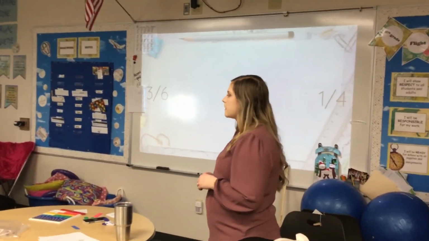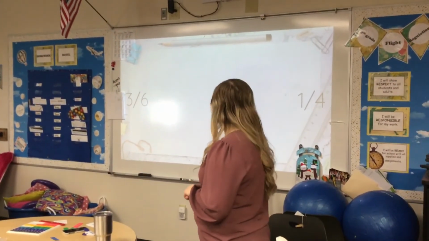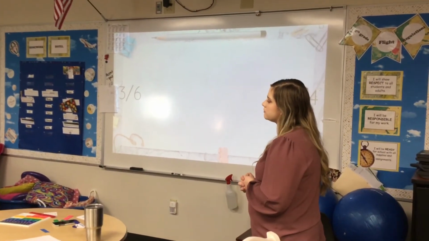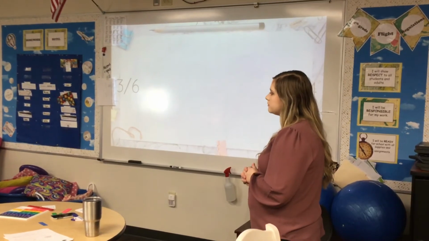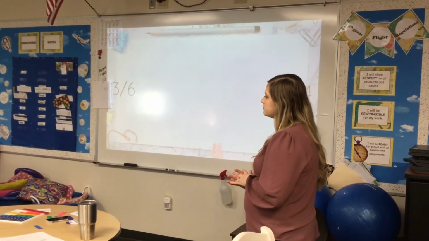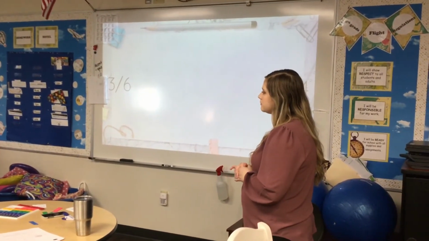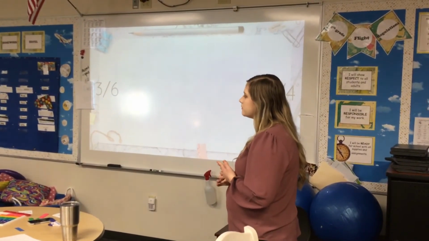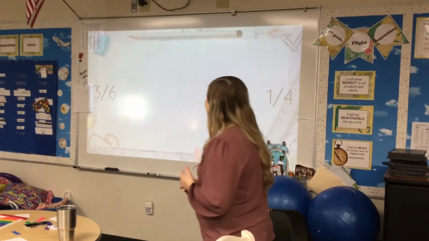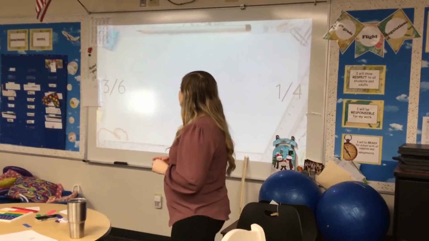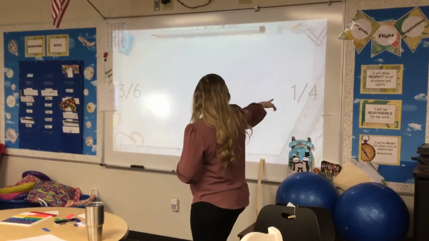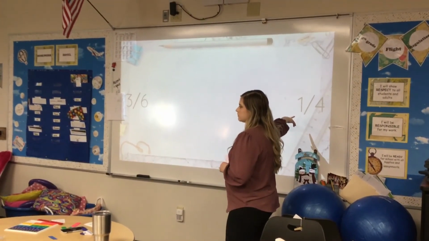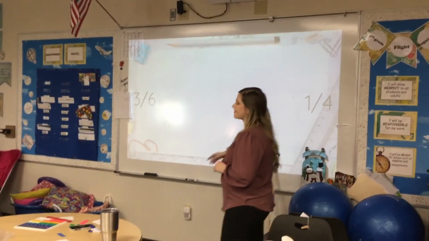What are we thinking? What do you think, Sophia? I think she's correct because 3/6 is 1/2, and we all know that 1/2 is bigger than 1/4. Yep, exactly. So we know that 3/6 is equivalent to 1/2, and which fourth is equivalent to 1/2, Sophia? It's 2/4.